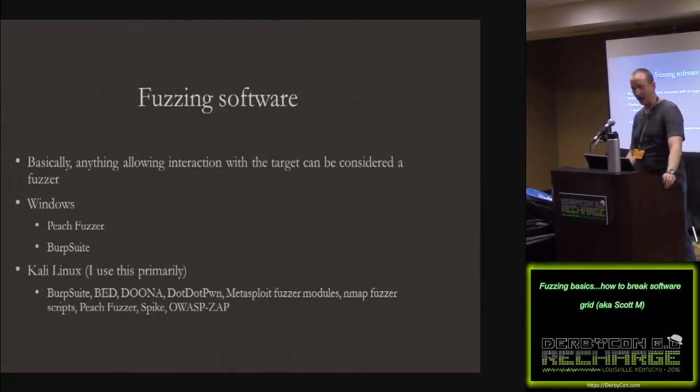I mostly use Kali, Burp Suite, Bed, Doona, .pwn, those other ones that you see. Spike and OWASP ZAP. The Nmap fuzzer scripts are pretty decent.